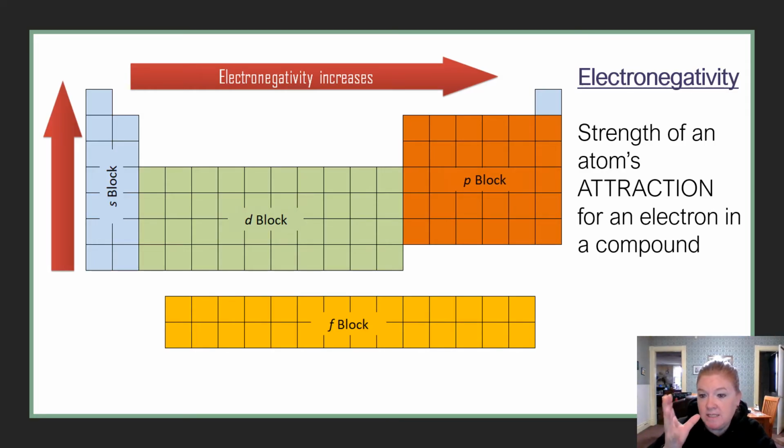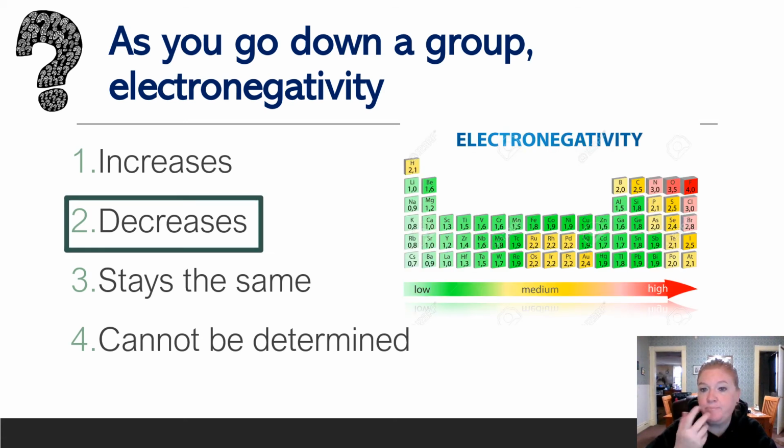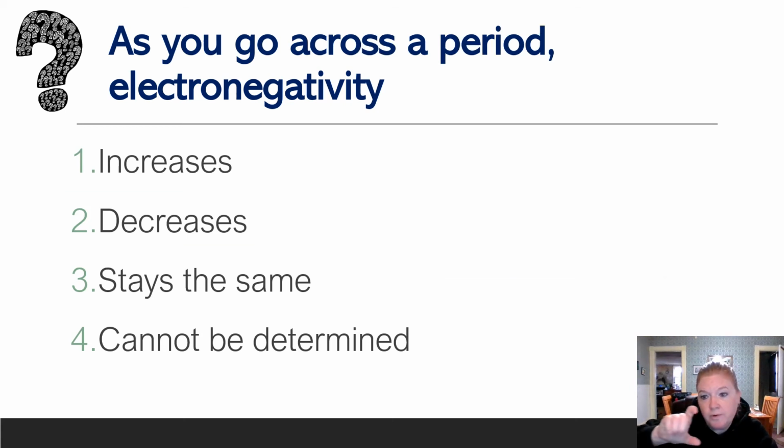Looking at it visually, electronegativity increases going across a period, and it would increase going up a group. Usually we talk about it going down a group, so it's decreasing. So it's increasing going across a period and decreasing going down a group. So as you go down a group, electronegativity what? Decreases. As you go across a period, electronegativity what?